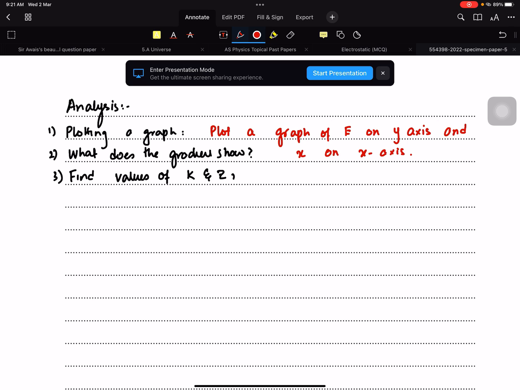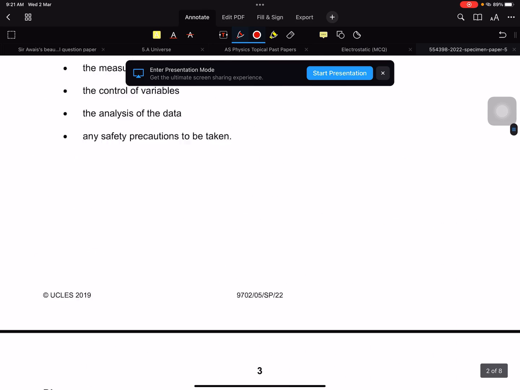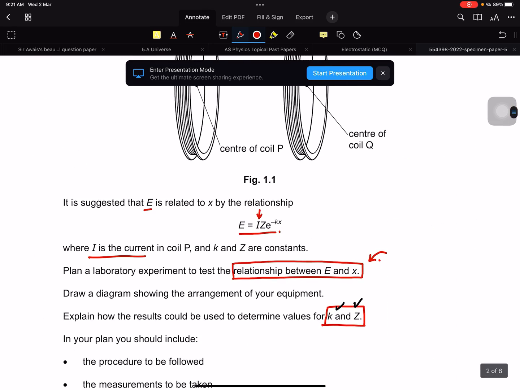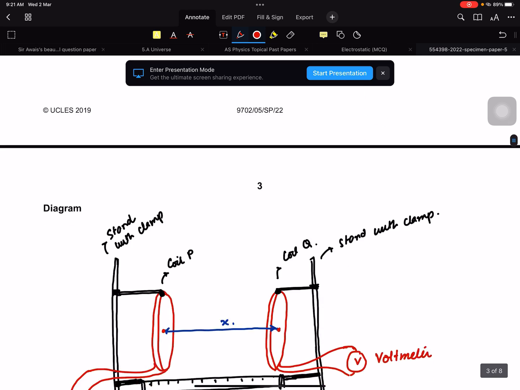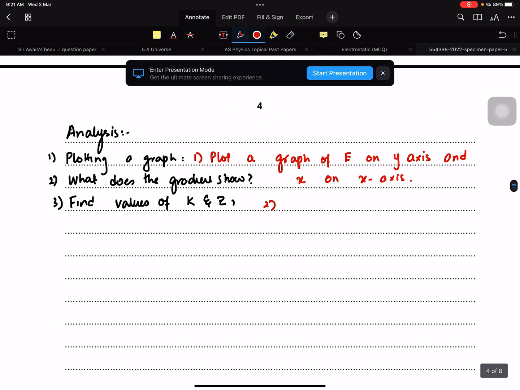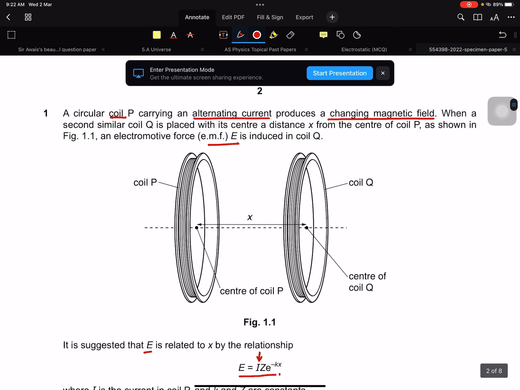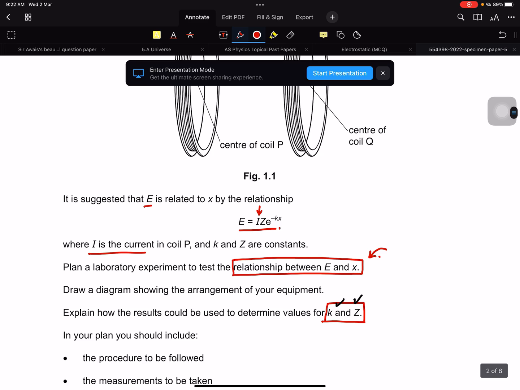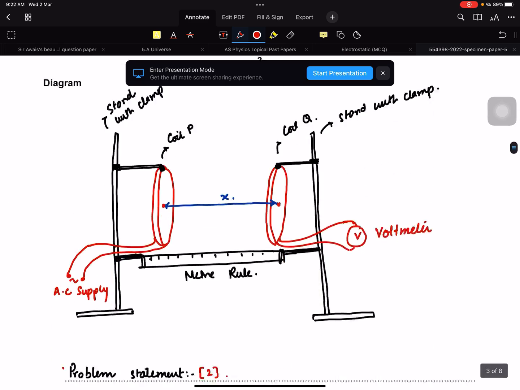Now, for the second one, I'm going to check out the equation. So if you look at the equation, it is E equals I Z e^(-kx). So E equals I Z e^(-kx). I believe that is this. I don't know if Z is capital or not. Let me check. It should be written in the same way.